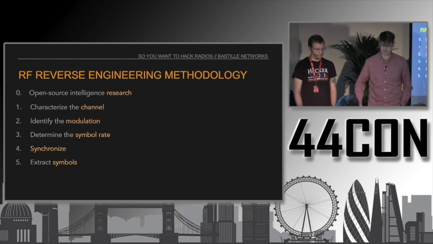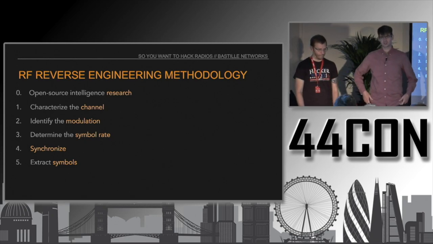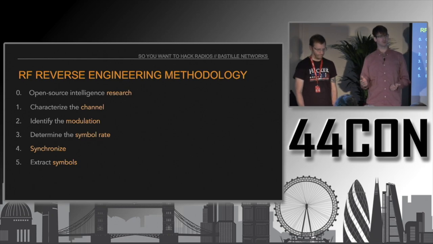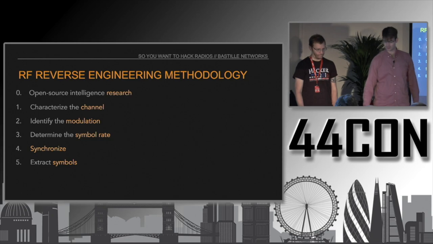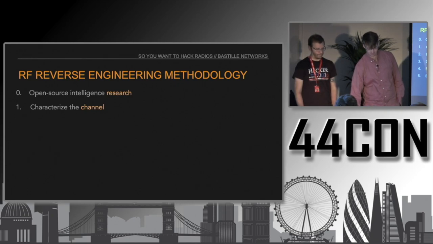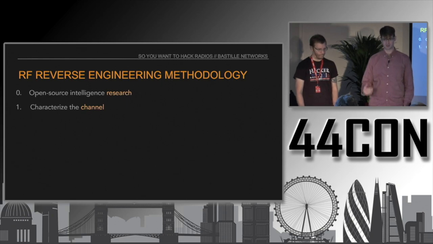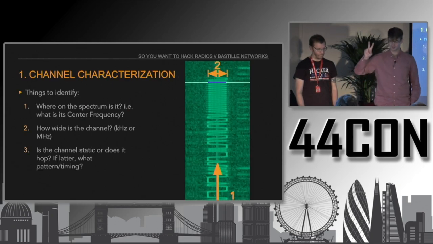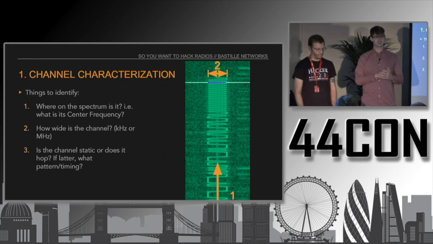So just to recap our methodology briefly, we essentially identified six steps that we can use to reverse engineer just about any low complexity wireless system. We're always going to start with open source intelligence research because that's going to make our lives quite a bit easier once we actually get into the weeds. But step one of the applied bit is characterizing the channel. There are going to be two elements that we're looking for here. The first is to identify the center frequency, and if there's a single channel, that'll just be one frequency, but if it's frequency hopping, there might be a couple different center frequencies that it will jump between.